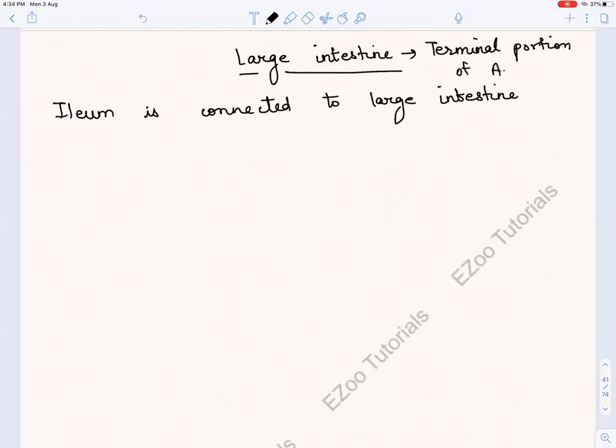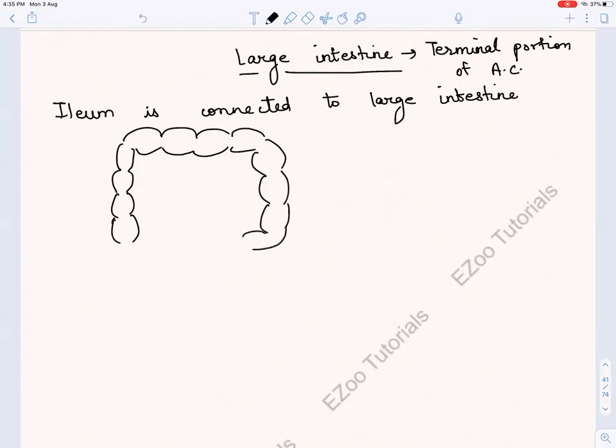We all know this. It is a terminal portion of the alimentary canal, and it extends from the ileum to the anus. Whenever we draw the large intestine, we draw small pouch-like structures like this, right? What are these pouch-like structures that we draw? Think if you know. These are known as haustra, and these are small sac-like structures.